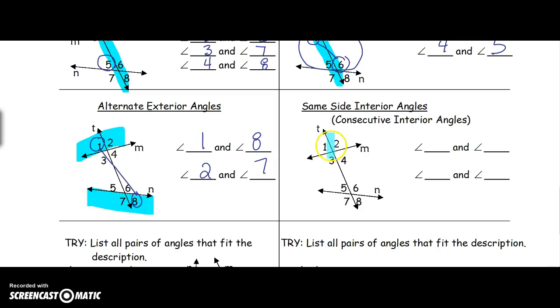Same side interior angles means that even though you have this transversal, we're still talking about those numbers on the inside, the interior, but now you don't have to cross over the transversal because it says same side, so 3 and 5. 4 and 6. If I said same side exterior angles, it means you're talking about the angles on the outside. So 1 and 7 are same side exterior, 2 and 8 are same side exterior.